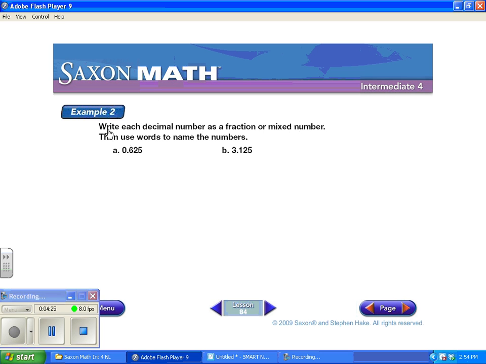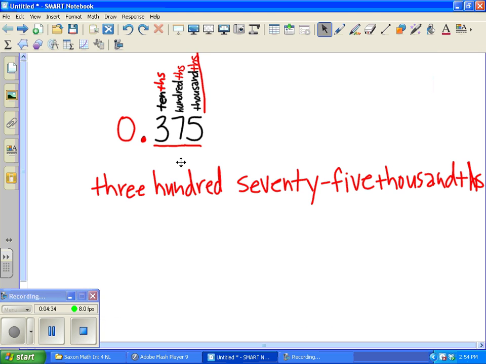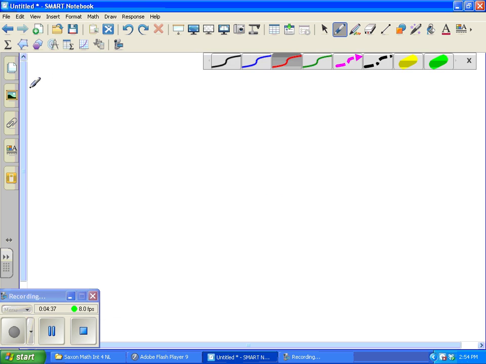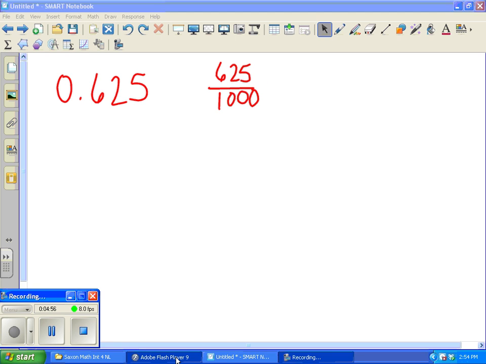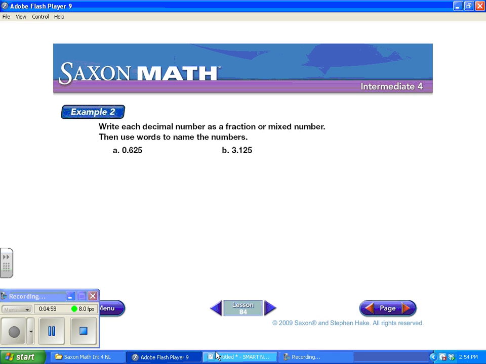Okay, example 2. Write each decimal number as a fraction or a mixed number, then use words to name the numbers. So let's look at this one. It looks like this. We know that we don't have to say the 0. We just say 625, that this is the thousandths place. So here's what it would look like, 625 thousandths. Okay, that's as a fraction.